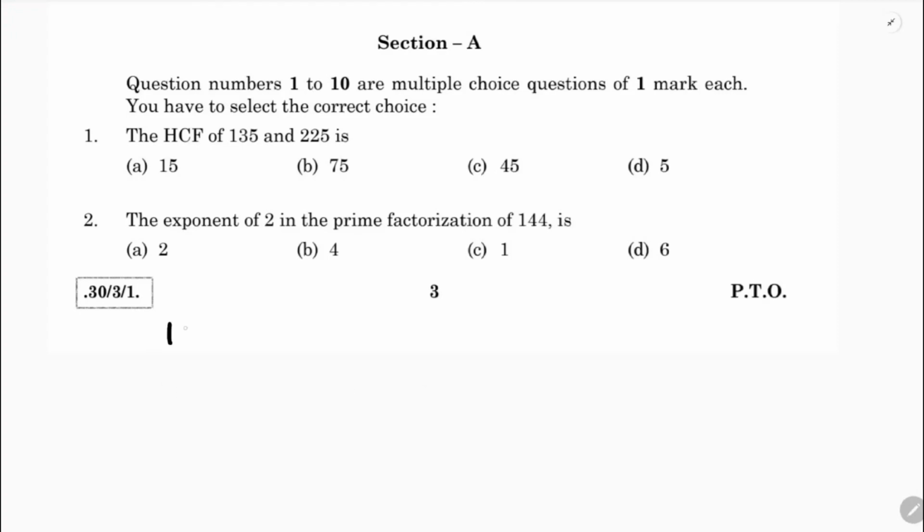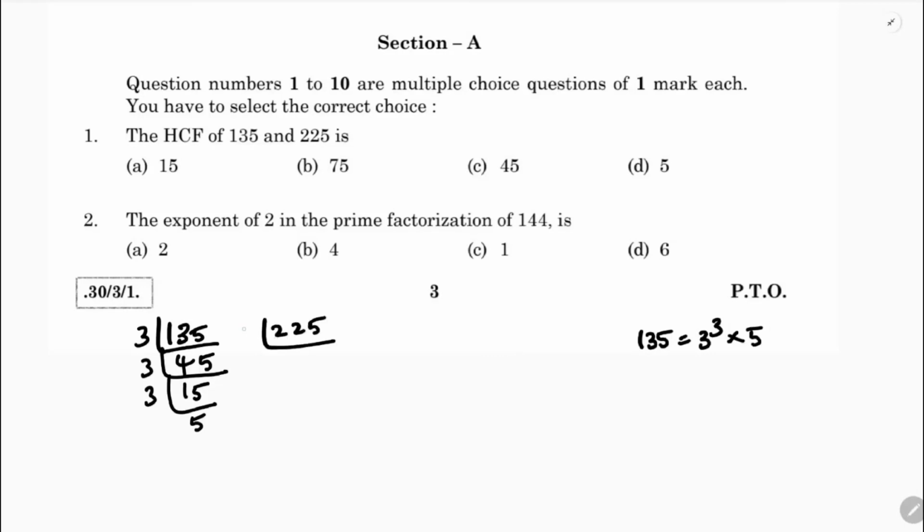So if we do the prime factors of 135: 3 times 45, 3 times 15, 3 times 5, and 5. So 135 is 3 cube into 5. Next, 225 is a perfect square: 3 times 75, 3 times 25, and 5 times 5. So 225 is 3 square into 5 square.